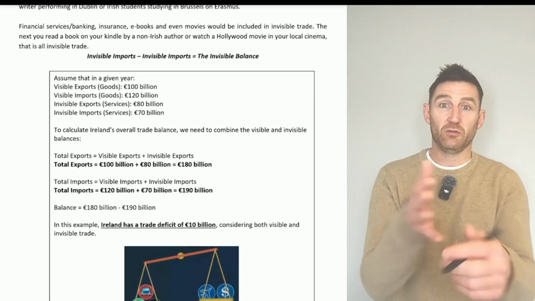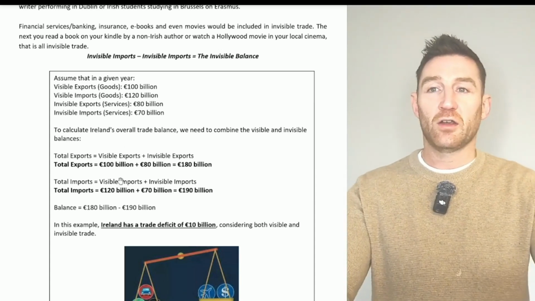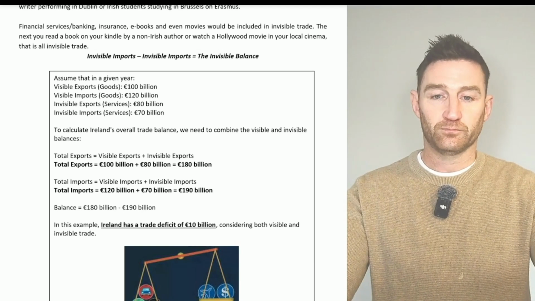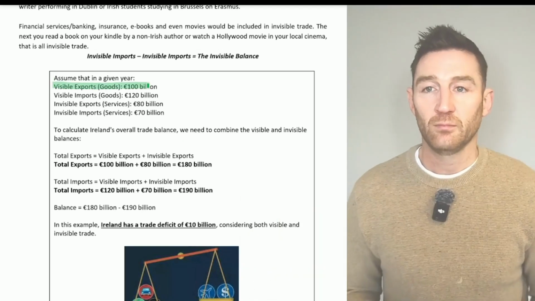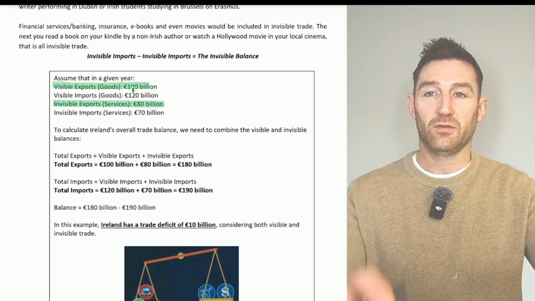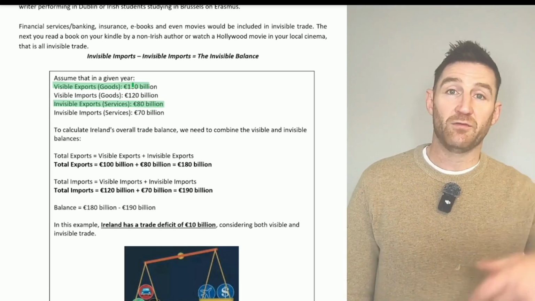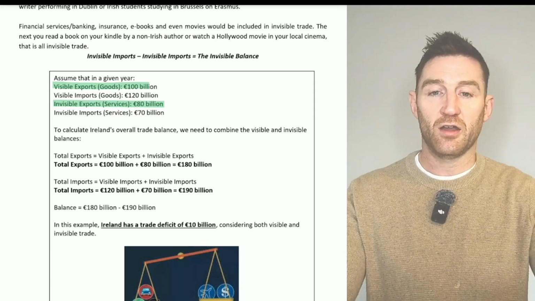So this is what we're going to do in this little box here. We're dealing with that exam question exactly. So if you're looking at this, it says in a given year, visible exports are 100 billion and invisible exports are 80 billion. So these are the goods, the money that we've received from selling goods abroad, and this is the money we've received from selling services abroad. So I'm going to highlight them in green there.